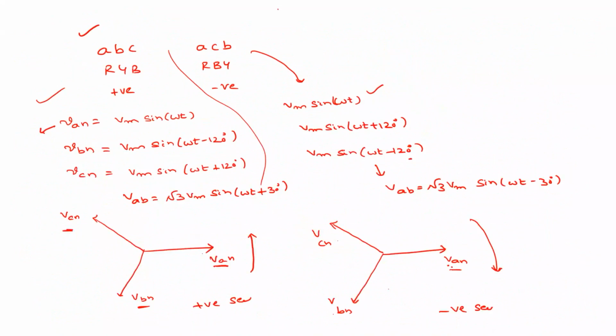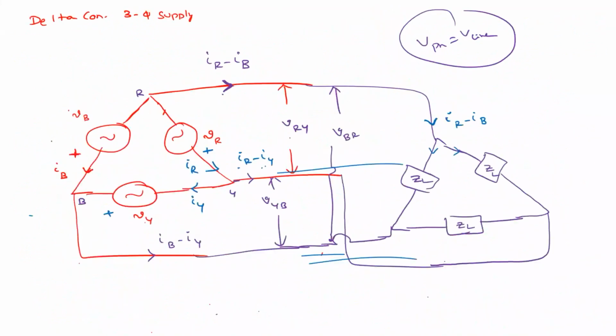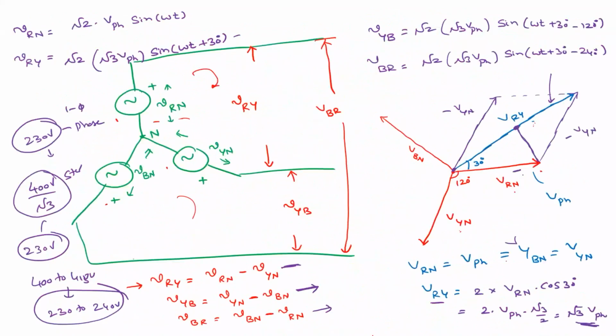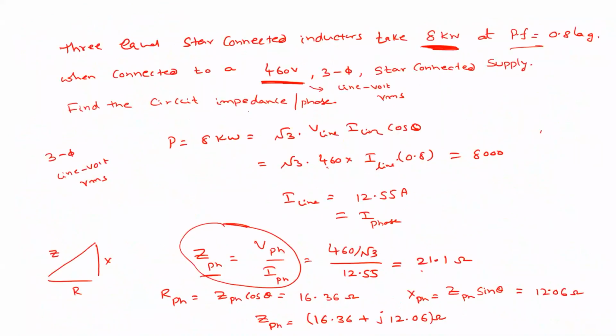It's clear? So in case the phase sequence is reversed, what is the change here? If the phase sequence is reversed, instead of V by N you will get V by N here, and this will be the minus V by N. So from that, this vector will be somewhere here. That means it is making minus 30 degrees angle, or in other words, it is lagging.